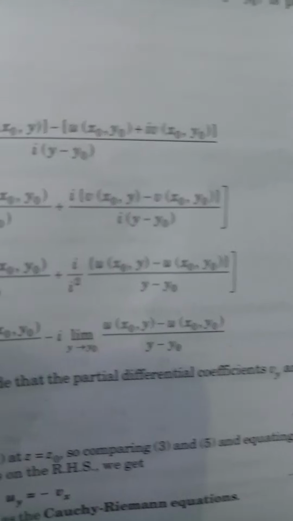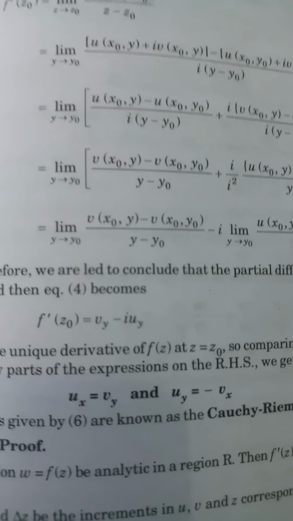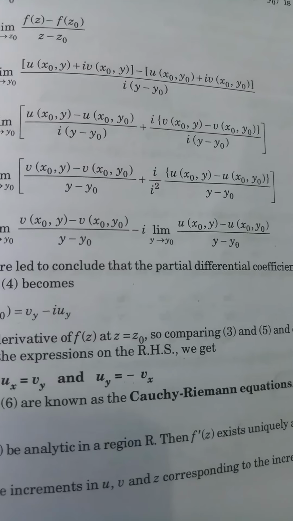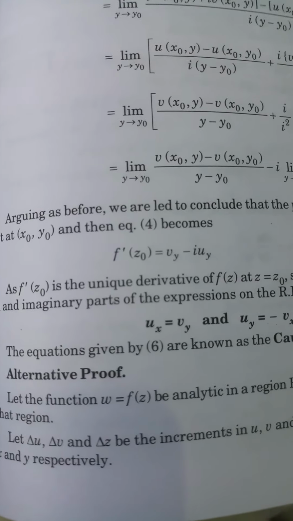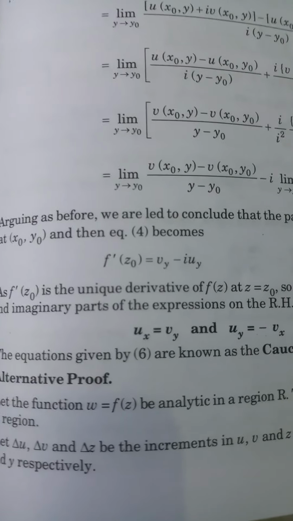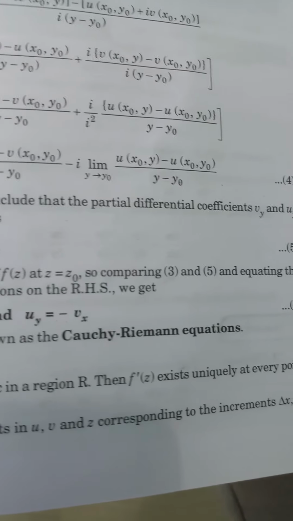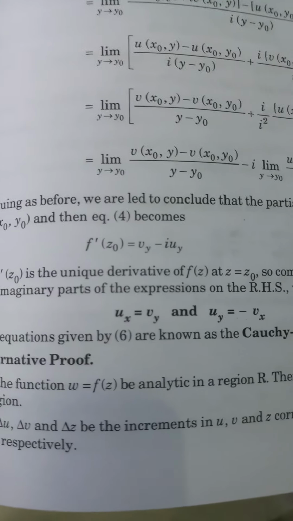this is equation number 4, and it becomes f dash z naught equals v_y, first factor is the partial derivative with respect to y, curly y minus iota, second is curly y, as f dash z naught is the unique derivative of f(z) at z equal to z naught, as comparing 3 and 5 and equating the real and imaginary parts of the expression.